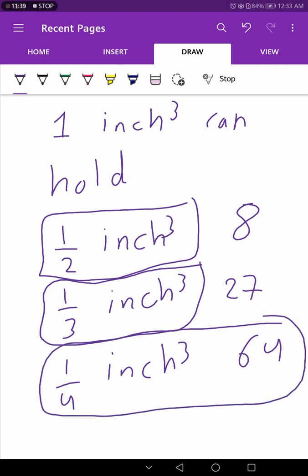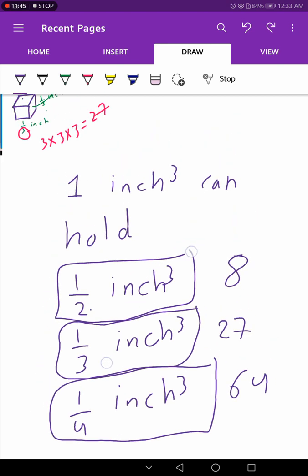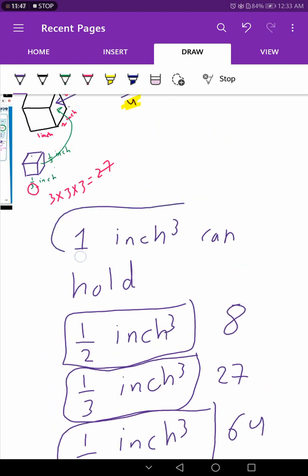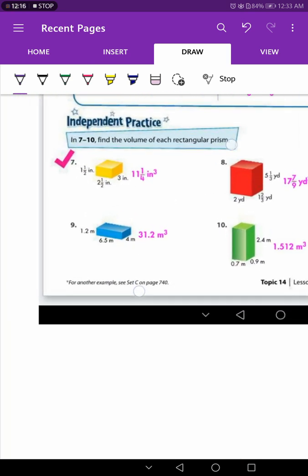Okay, but don't worry about this. All the time you deal with the 1 inch cube or 1 centimeter cube or 1 meter cube or 1 kilometer cube. You deal only with the 1 unit. This is extra, just to clarify the relationship between the fractional edges and the cube, the volume.